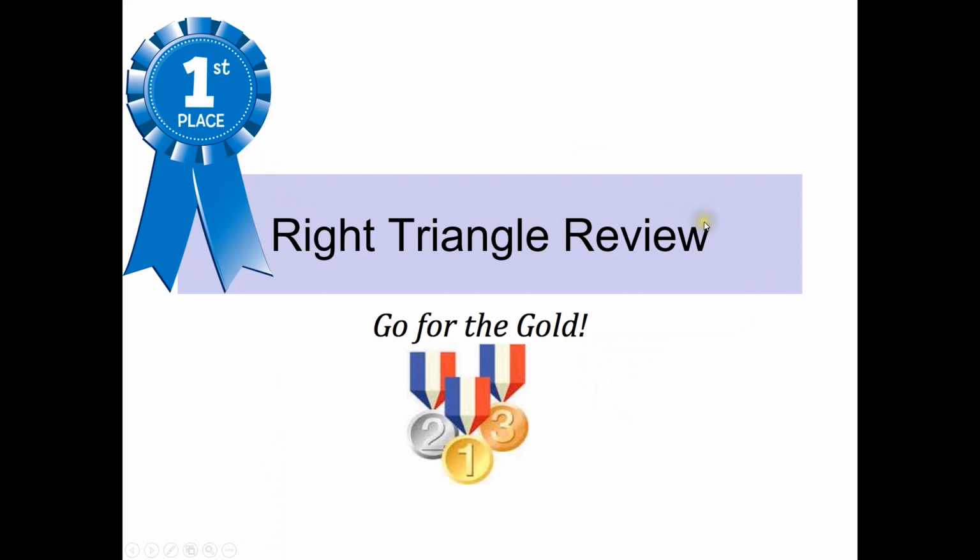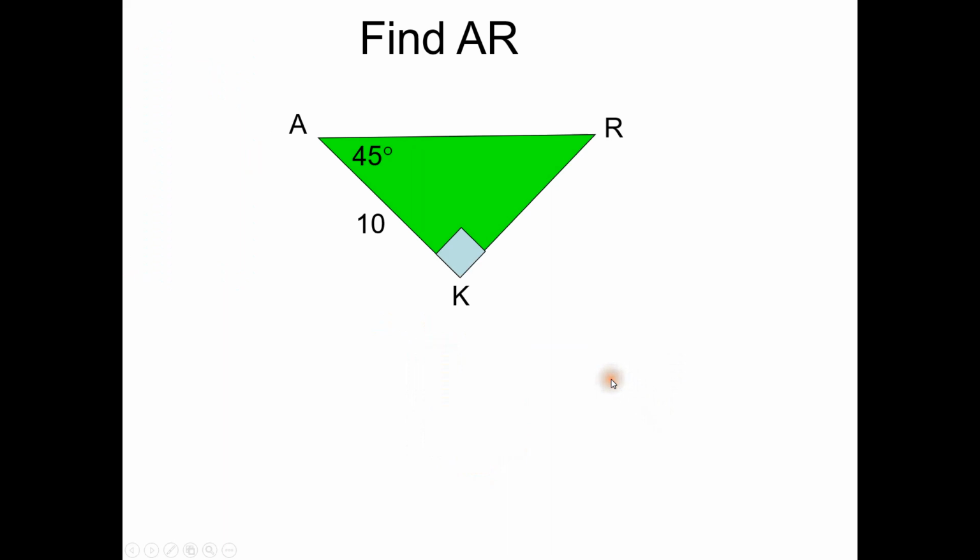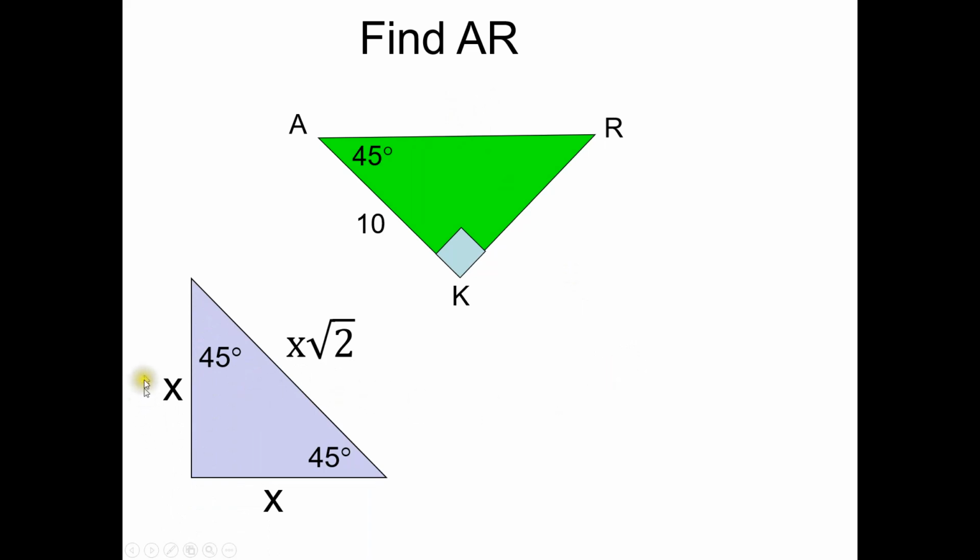Okay, we've got a review over right triangles. So we're going to start out with a 45, 45, 90 right triangle. This is the hypotenuse, right? The longest side. These two are the short sides. If they wanted this one, it would be 10, right? 10 and 10, but they asked for AR, which is this one. So you multiply by square root of 2, right? And you get 10 square root of 2, right?